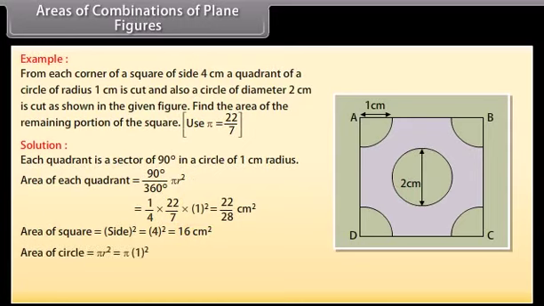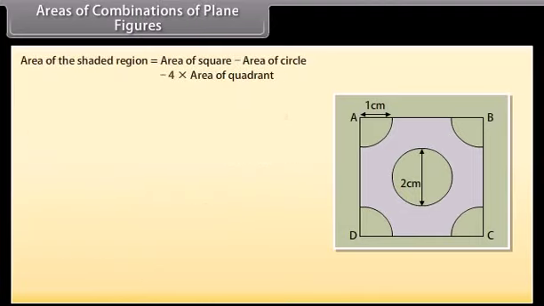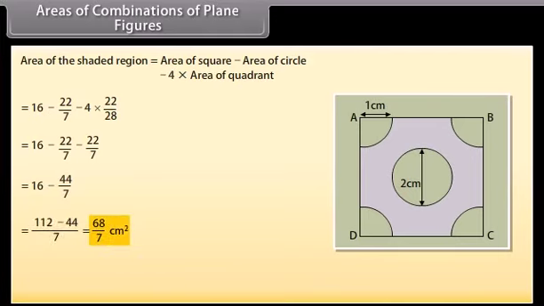Area of circle is equal to pi r square equals pi into 1 square, which is equal to 22/7 centimeters square. Area of the shaded region is equal to area of square minus area of circle minus 4 into area of quadrant. Now, by substitution and calculation of the values, we get the area of the shaded region as 68/7 centimeters square.